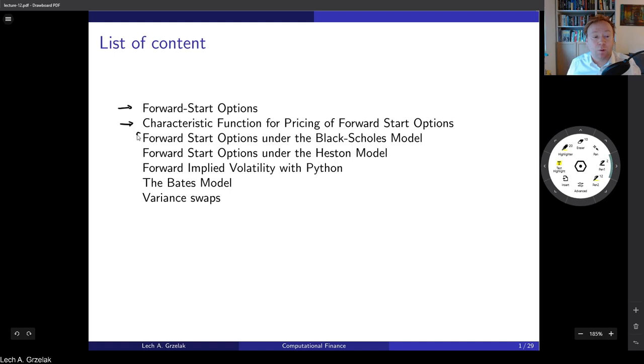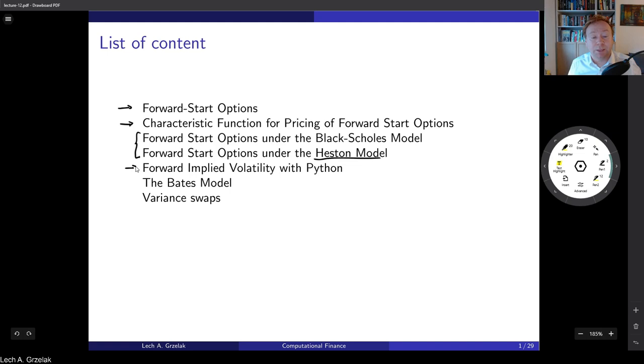One is about the Black-Scholes model, for which we can have the characteristic function, and pricing we can do analytically. And something more interesting and more challenging is the pricing of forward start options under the Heston model. I will show you also the implementation in Python.